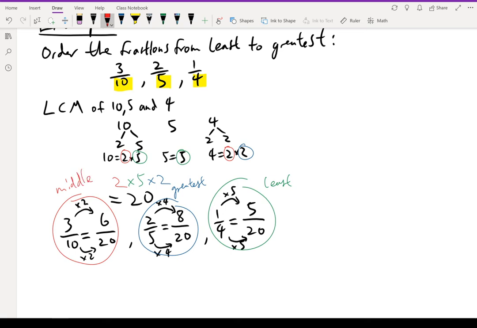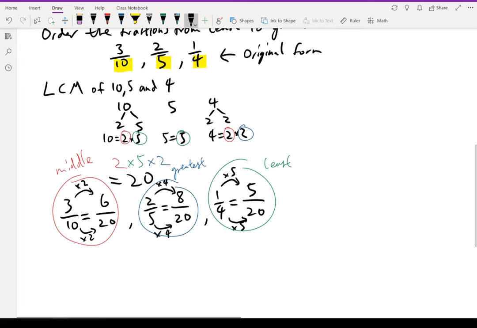Okay, so now when we order our fractions from least to greatest, we need to write them in terms of their original form. This is the original form. So we need to write it from least to greatest. Starting from 1 over 4. And then we have the middle, which is the one in red, 3 over 10. And then we have the one in blue, which is the greatest, which was 2 over 5. That's how you order the fractions from least to greatest.